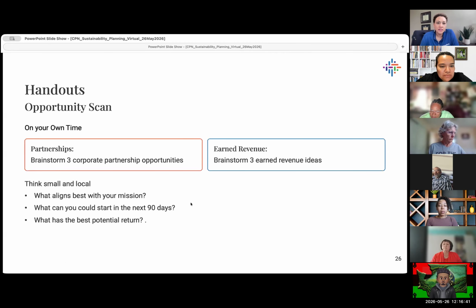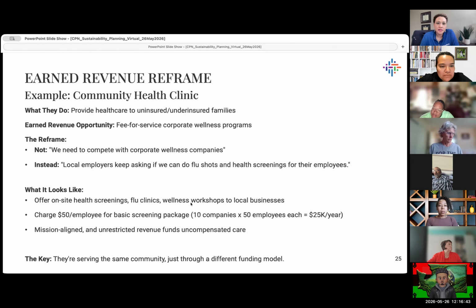Another example is the community health clinic. So they provide healthcare to uninsured or underinsured families. Their earned revenue opportunity is fee for service for corporate wellness programs because they're in a community with a number of businesses. So the reframe is not we need to compete with corporate wellness companies. It's local employers keep asking if we can do flu shots and health screenings for their employees.